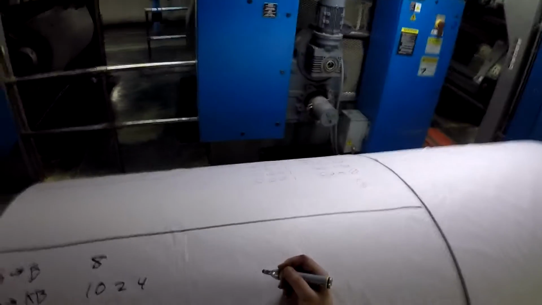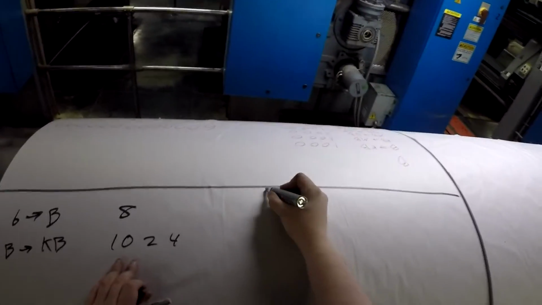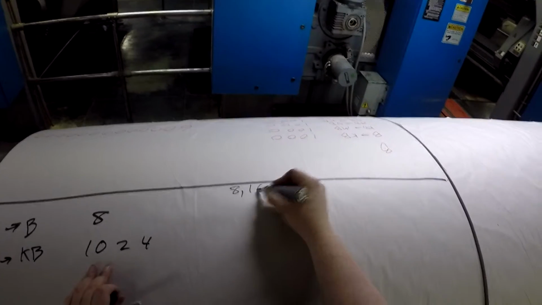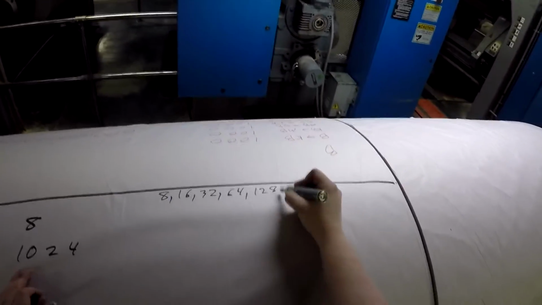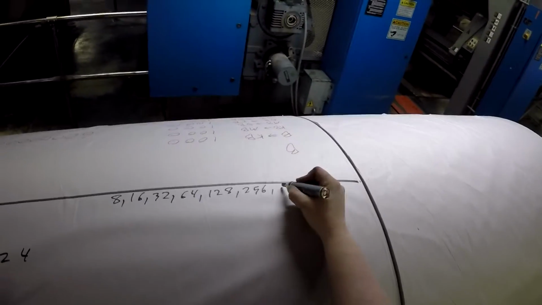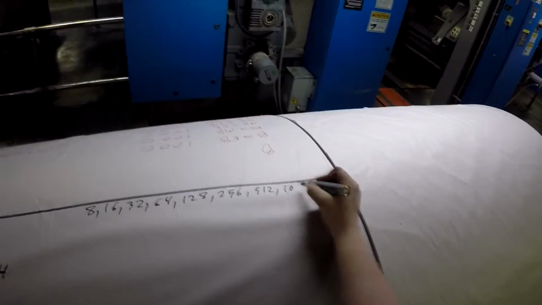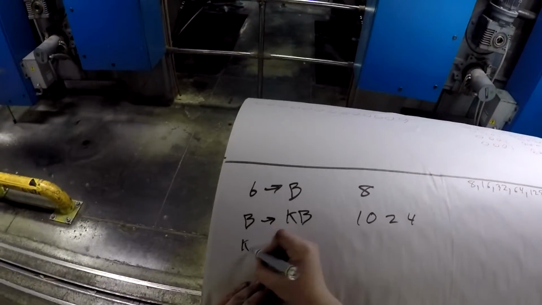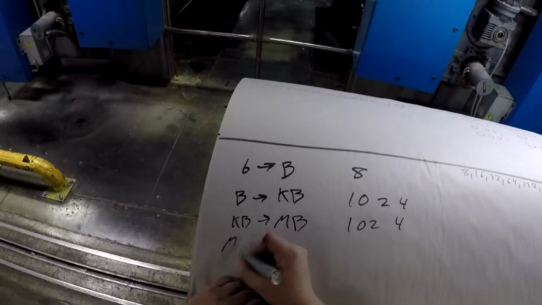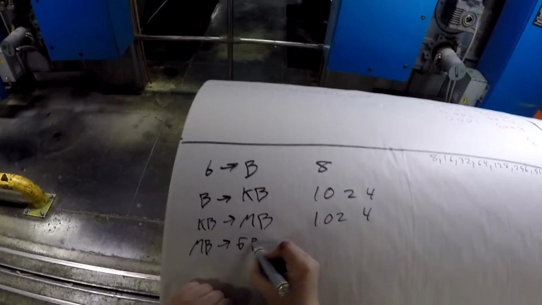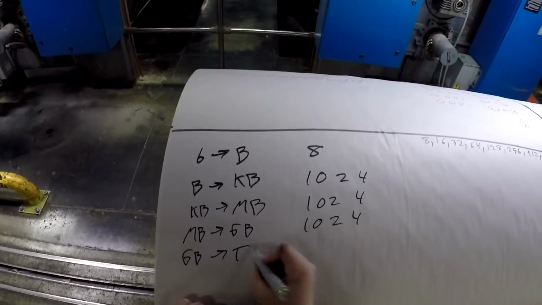The numbers that a human can easily divide by: 10, 100, 1,000. And computers, they just take the 8 and just multiply it by 2. So 8, 16, 32, 64, 128, 256, 512, 1,024. That's how you come up with this. Kilobytes to a megabyte, 1,024. Megabytes to a gigabyte, gigabytes to a terabyte.